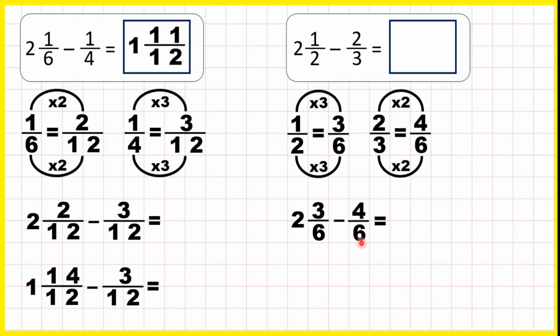But again, we have a problem because the fraction we're subtracting is larger than the fraction in our mixed number. So here we're going to need to exchange 1 whole for 6 more sixths. So instead of 2, we have 1, and instead of 3/6, because we can add the denominator to the numerator, 6 plus 3 is 9, so we have 1 and 9/6. We're subtracting 4/6, so if we subtract the fractions, 9/6 minus 4/6 is 5/6, and then 1 minus nothing is 1, so our answer is 1 and 5/6.